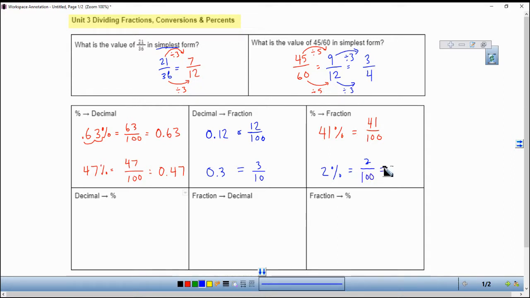So we can simplify 2 out of 100 by dividing by 2 on the top, and we can divide by 2 on the bottom, and we get 1 out of 50.